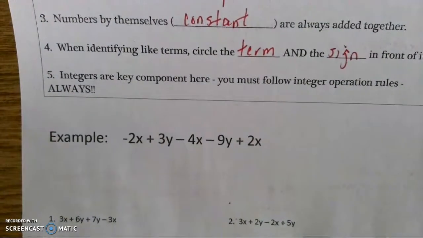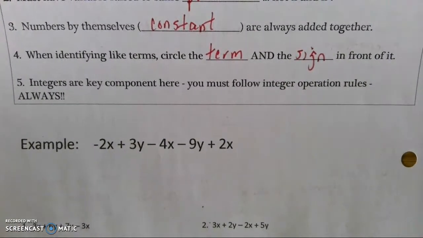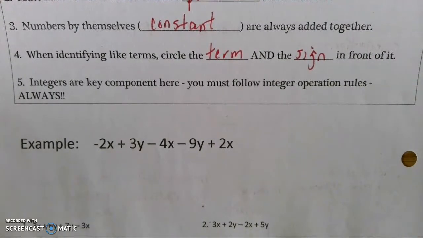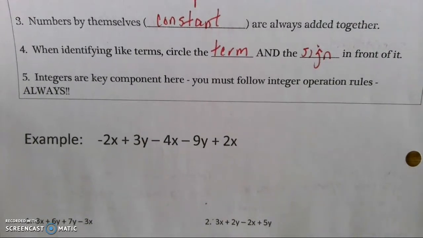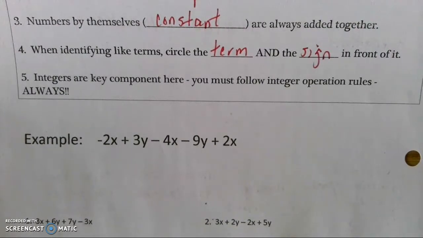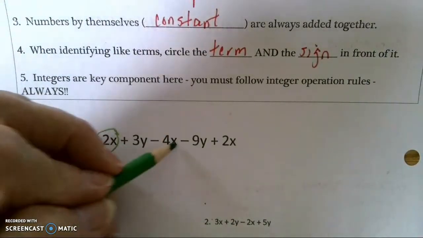Okay, my first example is negative 2x plus 3y minus 4x minus 9y plus 2x. Now, what I would recommend doing if you have colored pencils or if you have two different colored markers, that really helps you to identify your like terms. So what I'm going to do is I'm going to circle all of my x's.